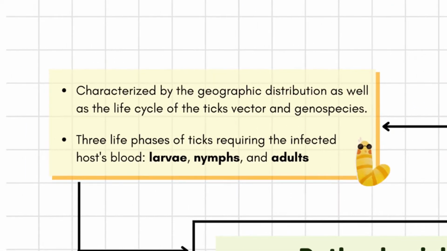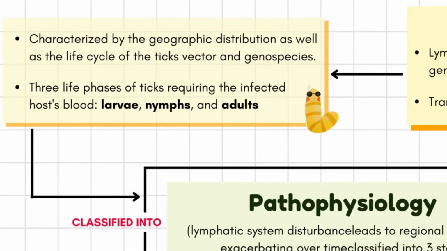The epidemiology of Lyme disease infection in humans is characterized by the geographic distribution as well as the life cycle of the tick's vector and genus species. Ixodes ticks possess 3 life phases requiring the host's blood, which are larvae, nymphs, and adults. The ticks can be invaded by Borrelia burgdorferi at any phase during the development of adult ticks.